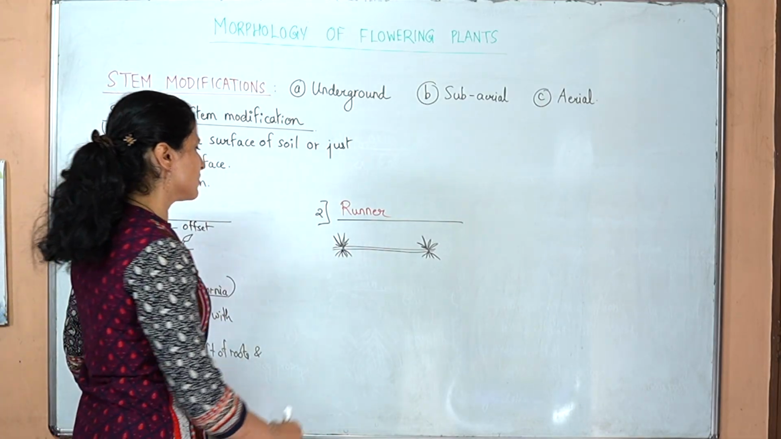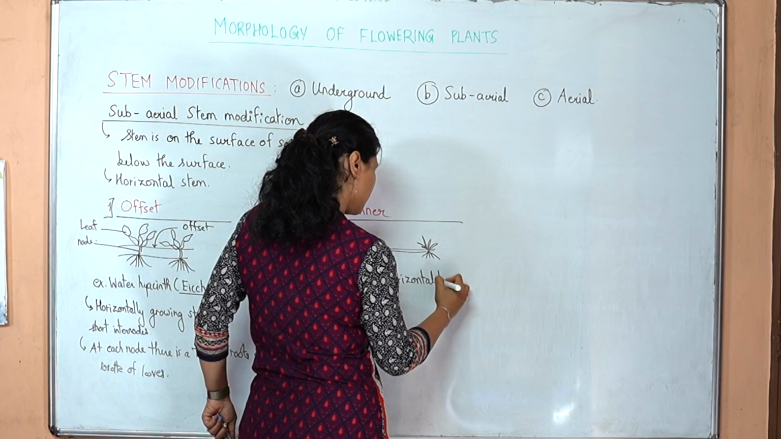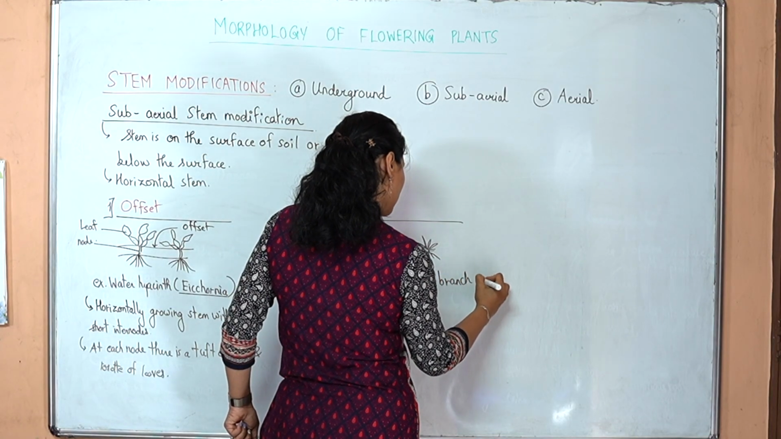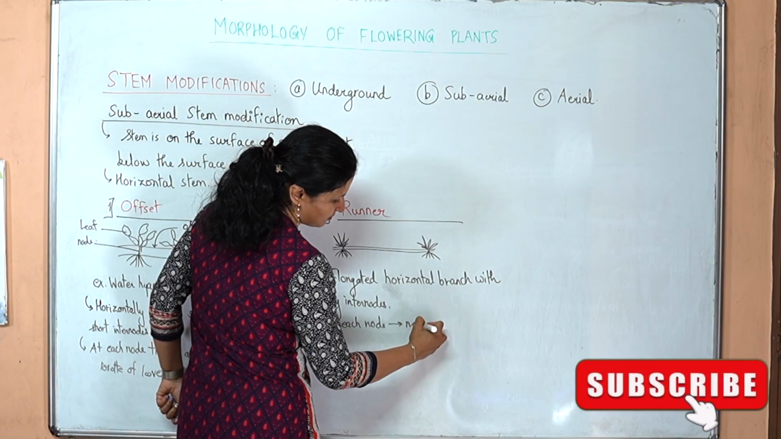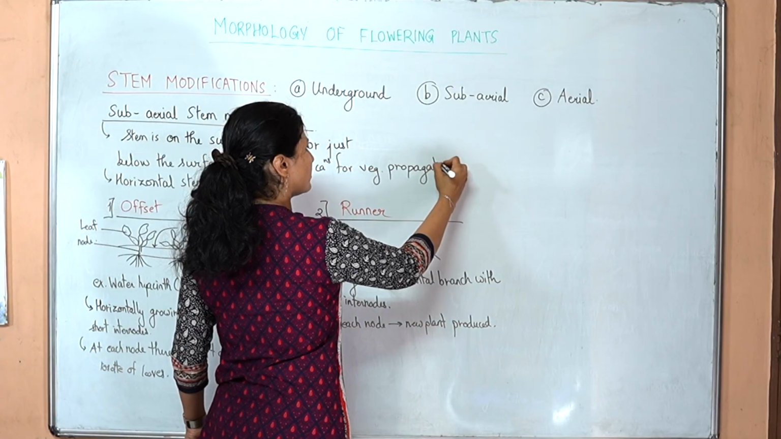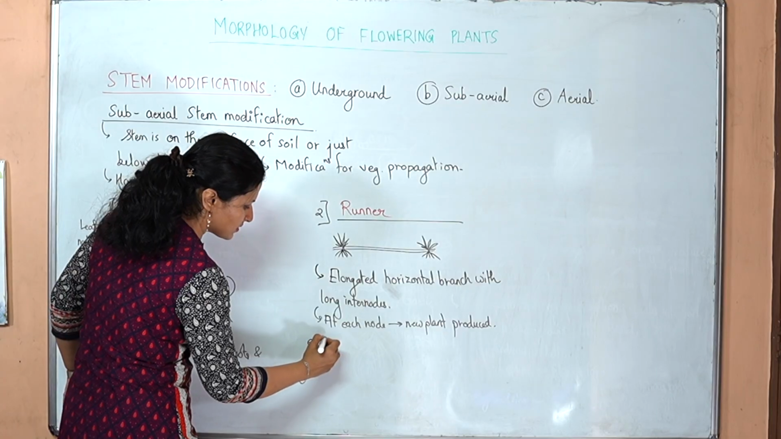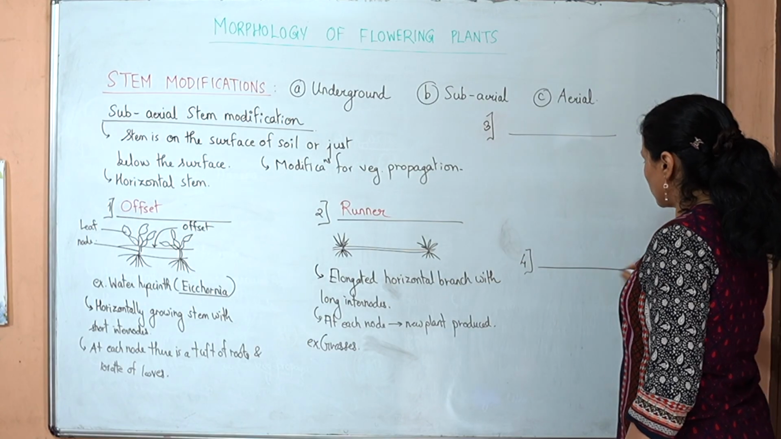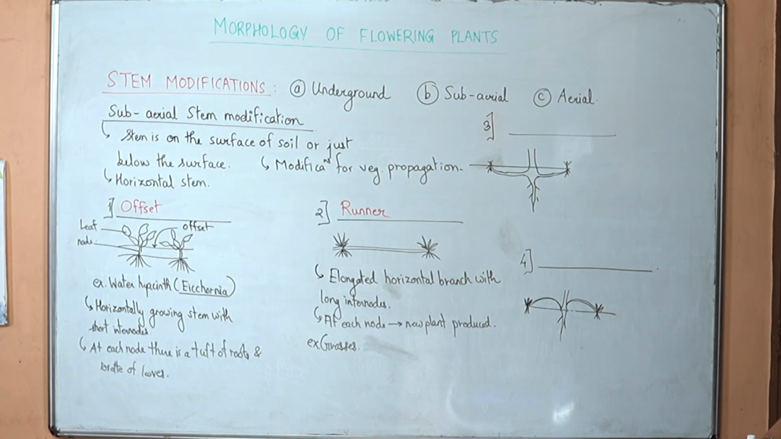Okay, long distances. Runner, elongated horizontal branch with long internodes. At each node, it produces new plants. These are modifications for vegetative propagation. All the subaerial stem modifications that we will be learning. Example, grasses. Let's do the third one and fourth one together. So look at the third one and the fourth one and tell me what difference do you see.